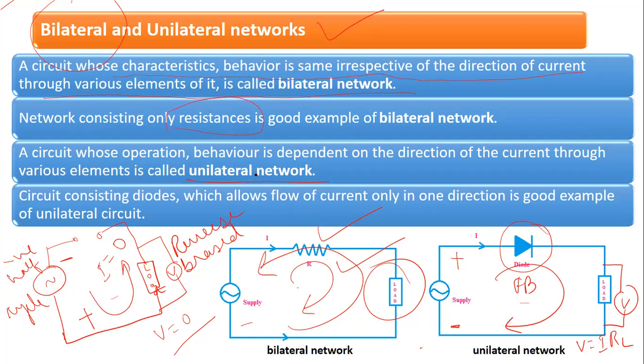Resistances are a good example of that. Similarly, a circuit whose operation and behavior depend on the direction of current through various elements is known as a unilateral network. For example, diodes, right? Okay, let us go to the next slide.